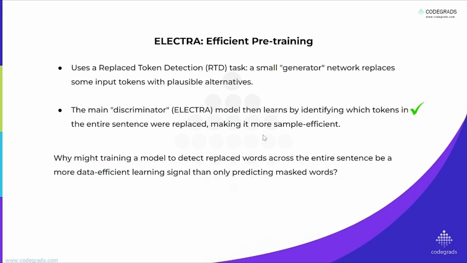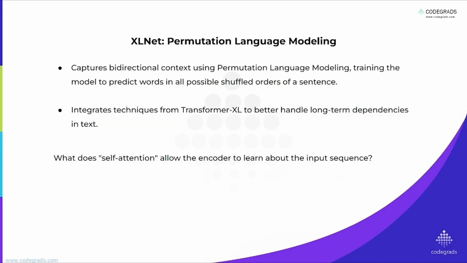Now, it trains like a discriminator, it finds fake words, not a generator. It finds fake words, and it is much faster and high performing. So this is the Electra one. The next is XLNet by Google and CMU.